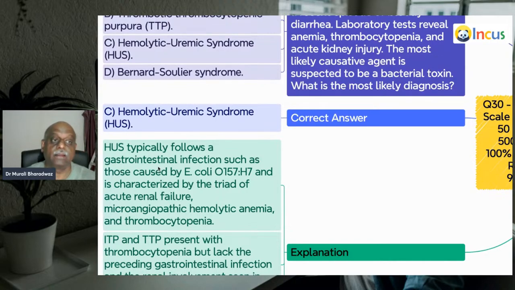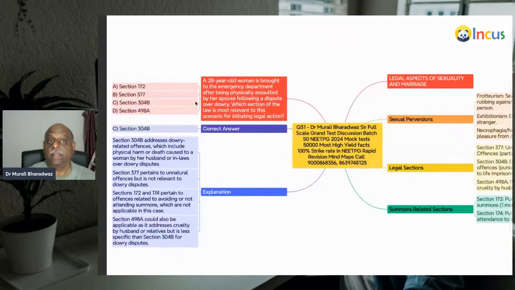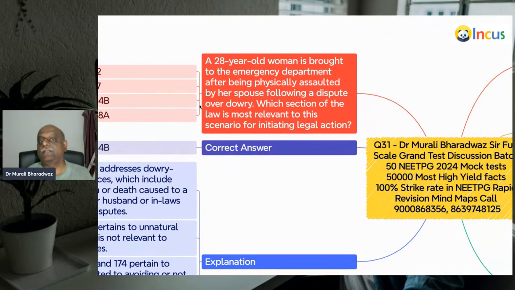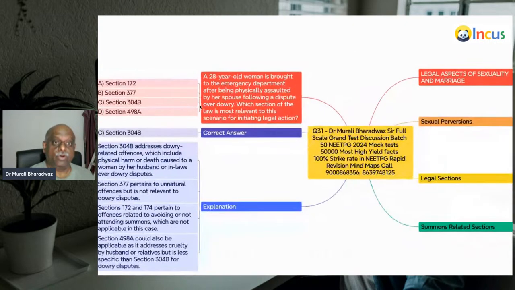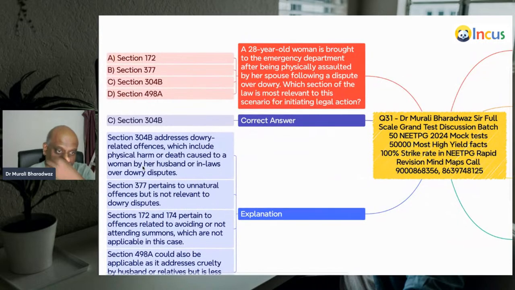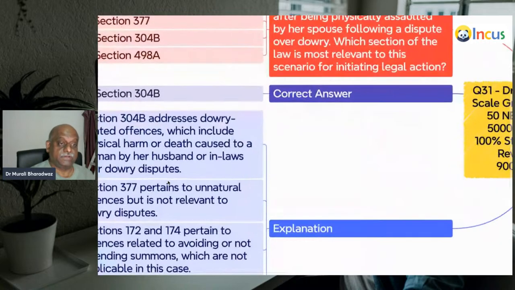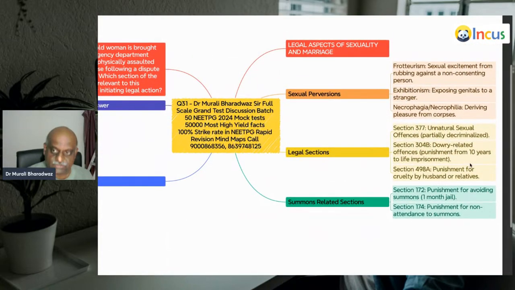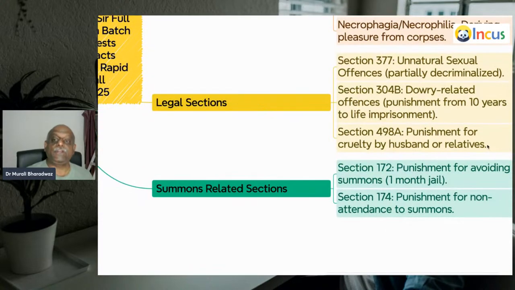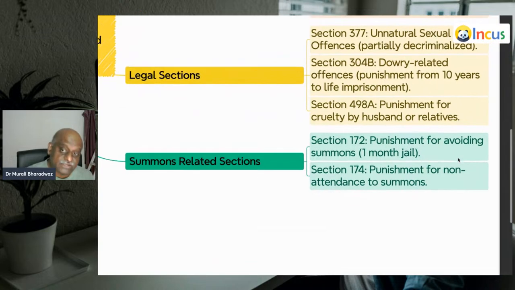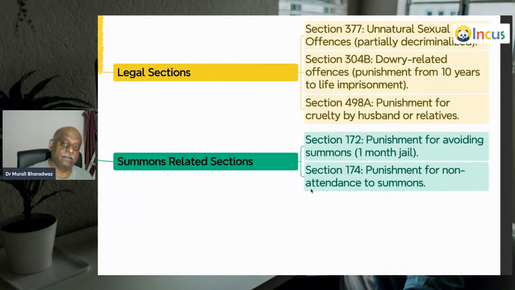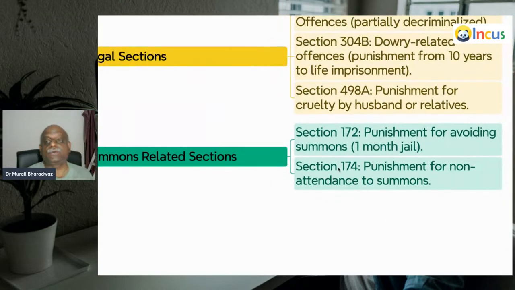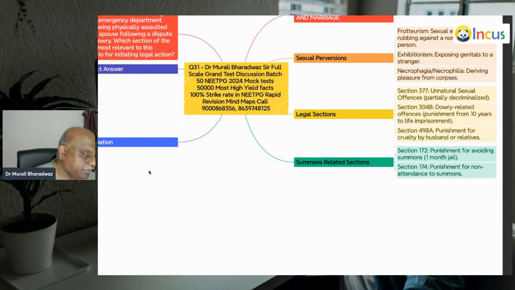So, doctor, now, a 28-year-old woman is brought to emergency after being physically assaulted by her spouse following a dispute over dowry. Which law? What is it? Section 304B addresses dowry related offenses. 377, unnatural offenses. So, all these sections you need to be sure. 498A, punishment for cruelty by husband or relatives. Section 172, punishment for avoiding summons, 1 month jail. Section 174, punishment for non-attendance to summons is what we have to remember.